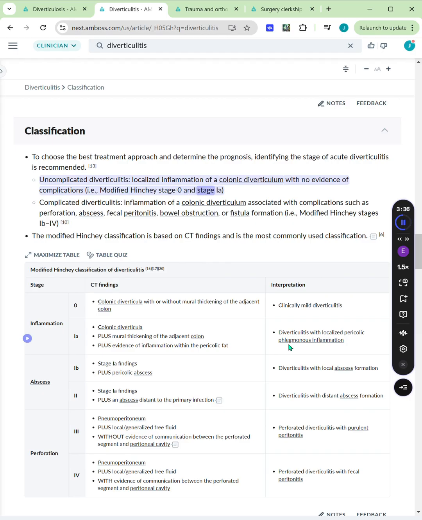Modified Hinchey stage 0 and stage IA. Complicated diverticulitis is inflammation of a colonic diverticulum associated with complications such as perforation, abscess, fecal peritonitis, bowel obstruction, or fistula formation, i.e., modified Hinchey stages IB to IV. The modified Hinchey classification is based on CT findings and is the most commonly used classification.